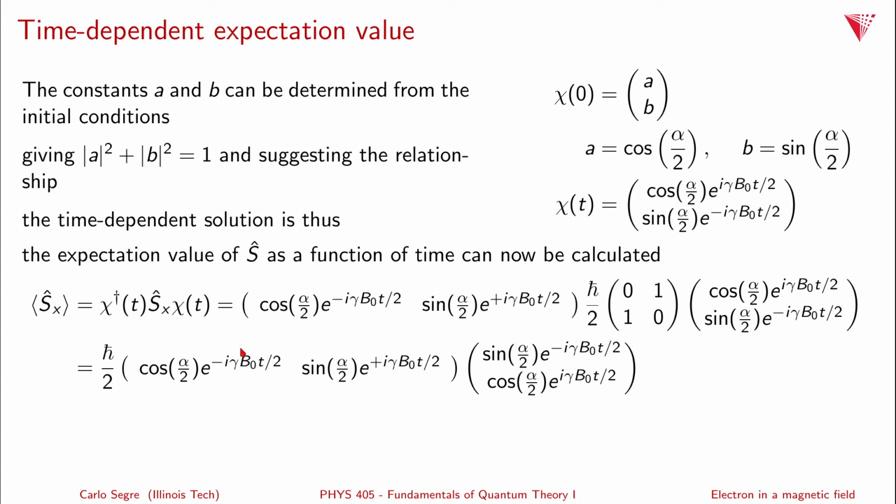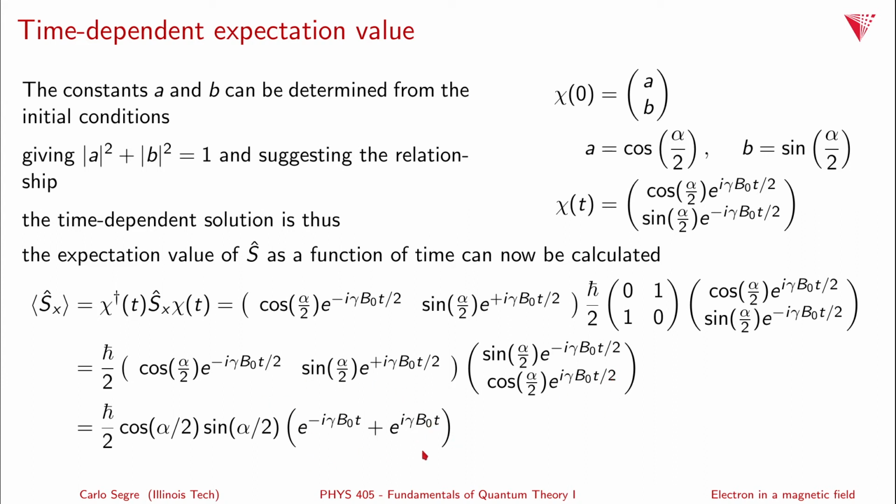And you'll notice that the signs of the exponentials are the same for both of these terms. So we get h bar over 2, cosine of alpha over 2, sine of alpha over 2, and then we have e to the minus i gamma b sub 0 t, because we have two of these. We get rid of the 2 in the denominator there, plus e to the i gamma b sub 0 t. Again, these two give us a removal of the 2.